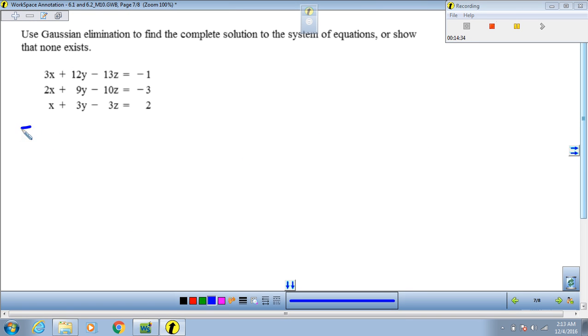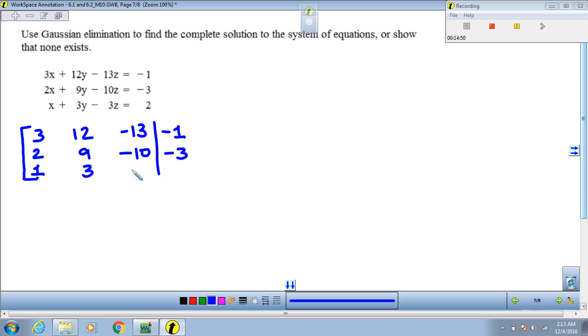Okay, let's see what kind of case this is going to be. So 3, 12, negative 13, negative 1, 2, 9, negative 10, negative 3, a 1, a 3, negative 3, and 2.